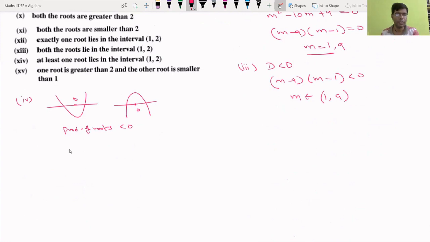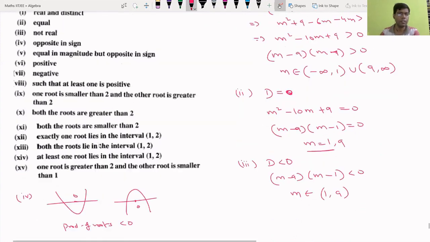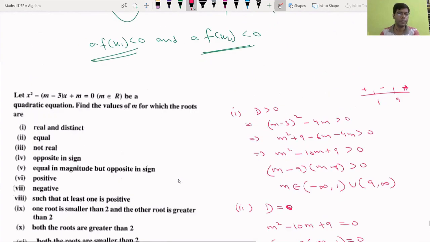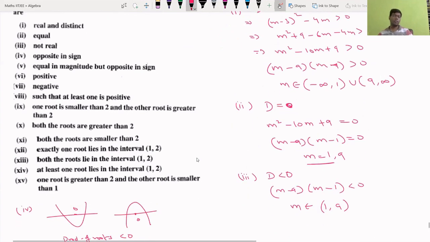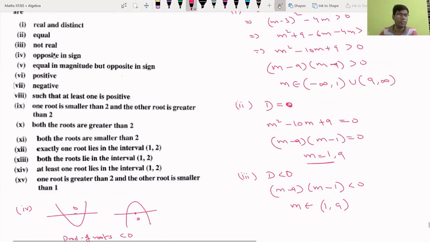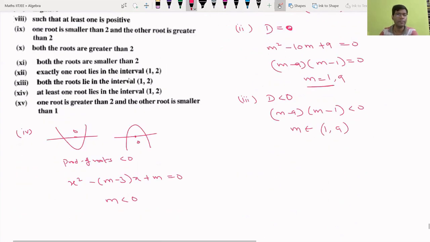So the given expression is x square minus m minus 3x plus m is equal to 0. This is the given quadratic equation. So for the product of the roots to be less than 0, my m has to be less than 0. Simple. So this is the interval for which the roots are of opposite sign. Now next is they have equal in magnitude but opposite in sign.